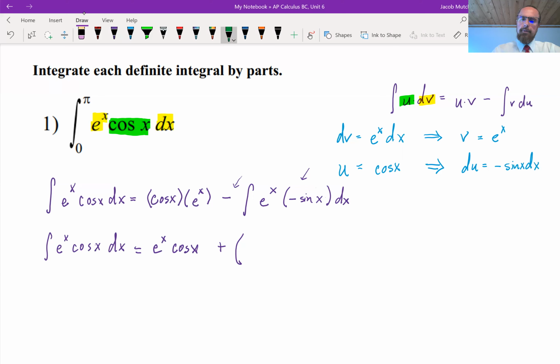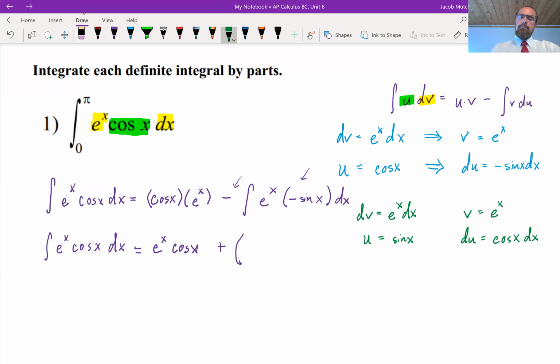My second round, I'm also going to assign dv still as e to the x dx, which implies that v again is just e to the power of x. U here is going to be just sine of x. And if I take the derivative of sine, that's just cosine x dx. So again, I'm going to run it, and what we're going to see is a reappearance of the original integration question. So let's set it up first.